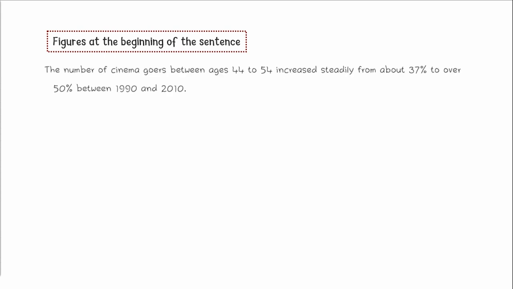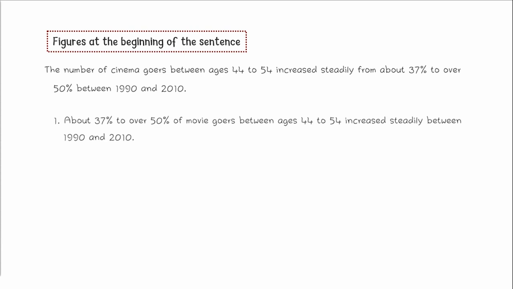Figures can also be found at the beginning of the sentence. Let us study the given examples. The number of cinema goers between ages 44 to 54 increased steadily from about 37% to over 50% between 1990 and 2010 can also be written in this way: about 37% to over 50% of moviegoers between ages 44 to 54 witnessed a steady increase between 1990 and 2010. In this sentence, we put the figures at the beginning of the sentence and change the verb to witness, then change the form of the word steadily to steady and increase to the noun increase.